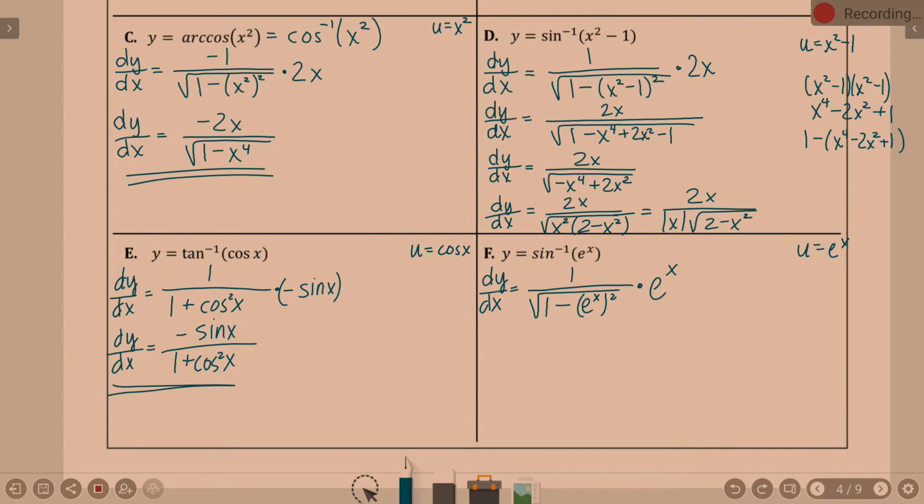Now, when we clean this up, I do want to clean that denominator up a little bit. E to the x does go on top. Square root of 1 minus, what is e to the x quantity squared? E to the 2x, because when you're doing a power raised to a power, you're multiplying. This is the same thing, we are multiplying. It's a mess, we just leave it.